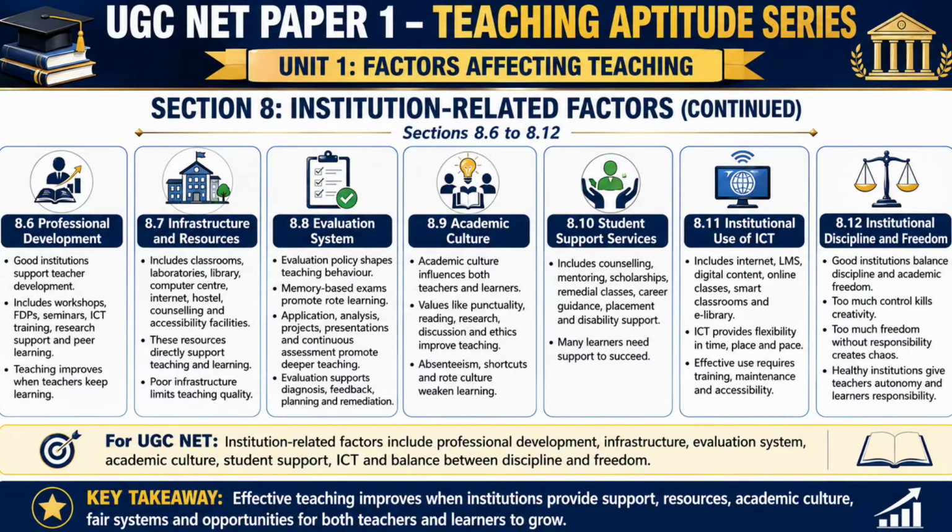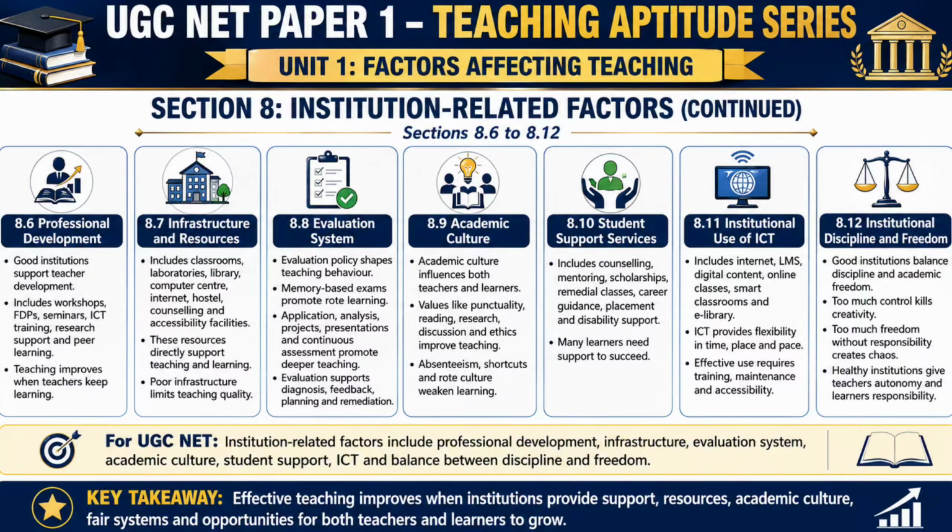8.7 Infrastructure and resources. Institutional infrastructure includes classrooms, laboratories, library, computer center, internet, hostel, counseling center, and accessibility facilities. These resources directly support teaching and learning. An institution with poor infrastructure may still have dedicated teachers, but teaching quality becomes limited.